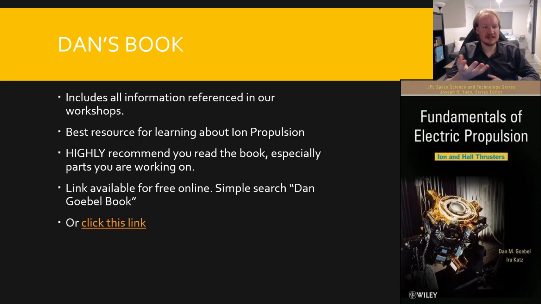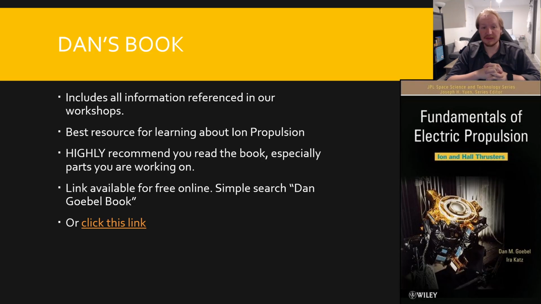Starting off, this is Dan's book. It is a very, very important textbook. It's what all of these lectures are going to be based off of. It is Fundamentals of Electric Propulsion, Ion and Hall Thrusters by Dan M. Goebel and Ira Katz. It includes so much information on ion propulsion, and it is probably the best resource that I have found and that my team has found for learning about these types of topics.